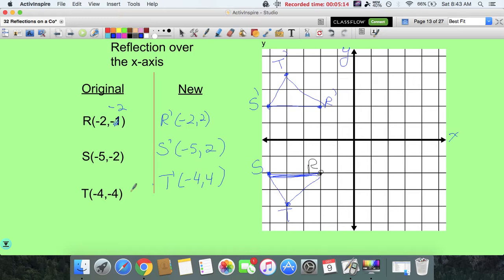Notice that the coordinates are the same, except that now, because it's in quadrant 2, it assumes the characteristics of quadrant 2. In quadrant 2, the x-coordinate is negative and the y-coordinate is positive. Okay.